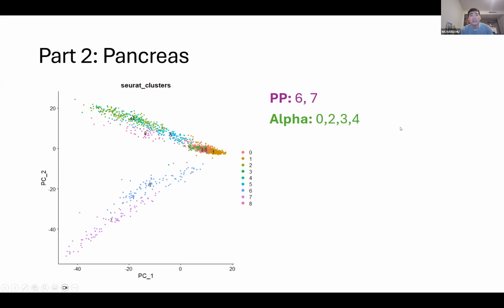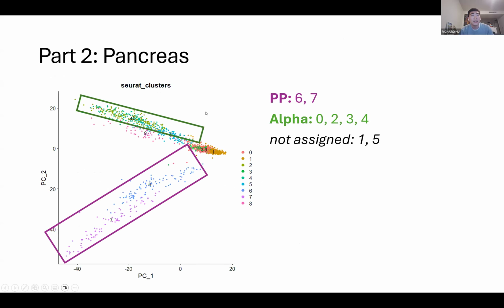I think my most important result is that my data set has both of the cell types. Just looking at the simple PCA, it seems like clusters 6 and 7, based on the marker genes, are the gamma cells, PP cells, and clusters 0, 2, 3, 4 as labeled by the clustering have the marker genes for alpha. However, clusters 1, 5, and 8 actually are not assigned.